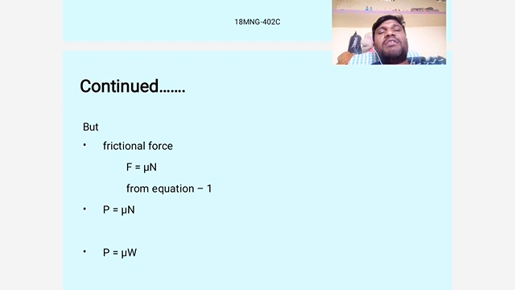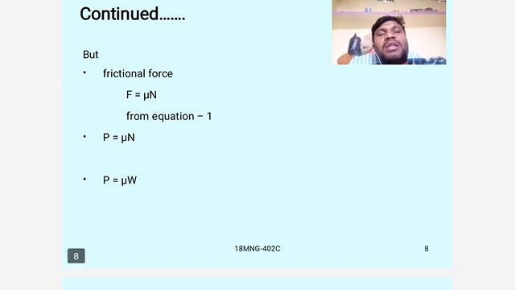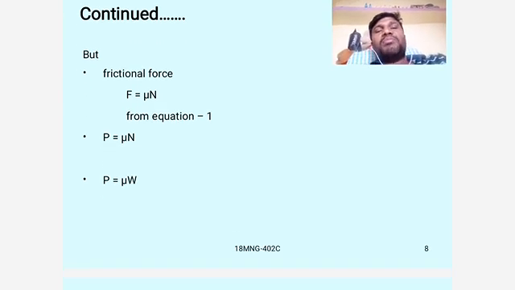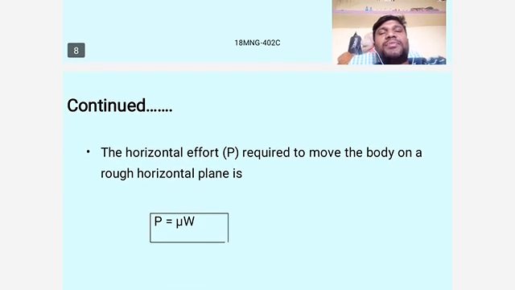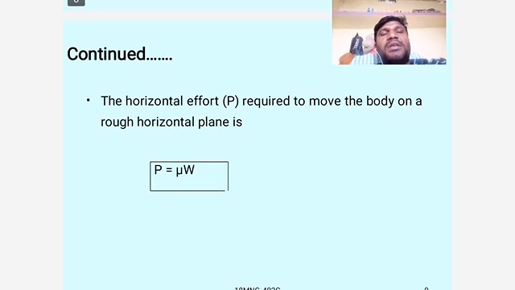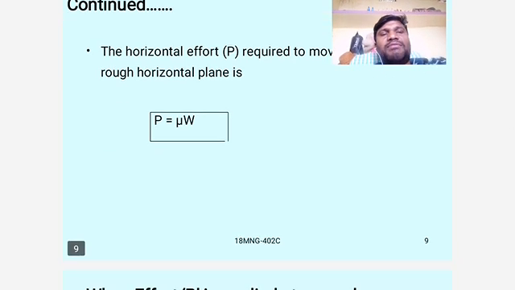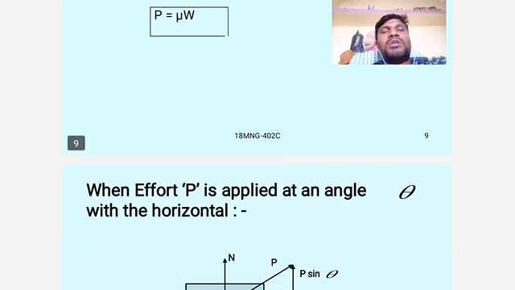But frictional force F is equal to mu N. From equation 1, P is equal to mu N. P is equal to mu W. The horizontal effort P required to move the body on a rough horizontal plane is P is equal to mu W. Therefore, P is equal to mu W.